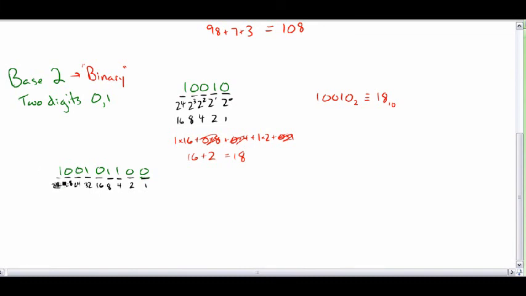So we have 256 plus 32 plus 8 plus 4. That's going to be 44, and 256 plus 44 is going to be 300. So this base 2 number is equivalent to 300 in decimal. So that's binary. Next one we'll talk about hexadecimal.